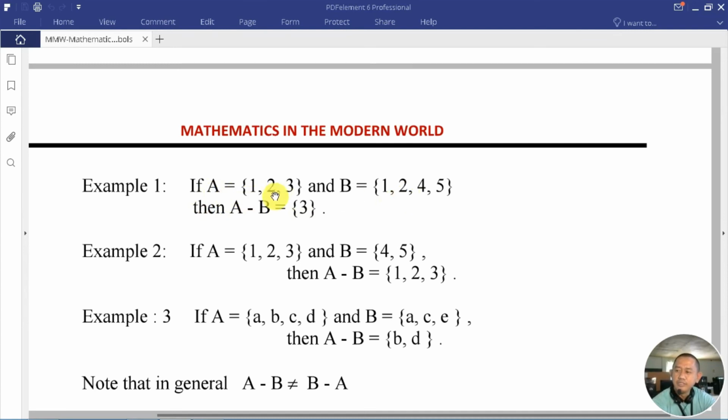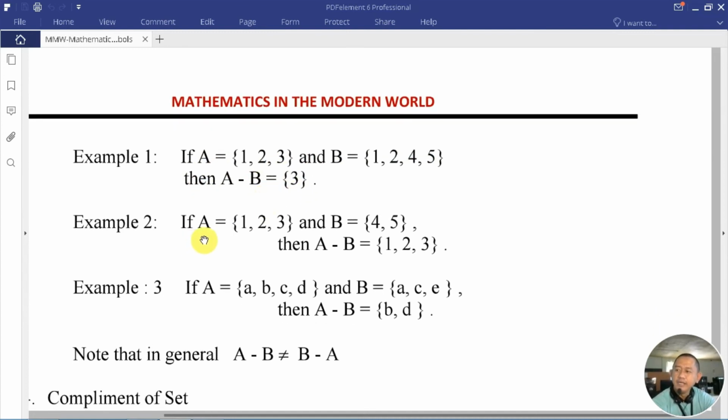We have 2 minus 2, so 3 has no 3 in B, and 4 and 5 are not in A. So what remains is just 3. Next, set A is 1, 2, and 3 and set B is 4, 5. A minus B has no equal values, so 2 and 3 remain. The answer is 1, 2, and 3. It is like 1 minus 0, so the answer is still 1.